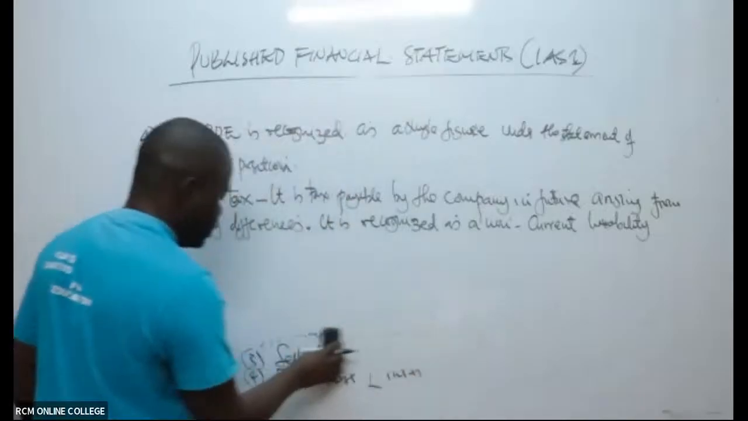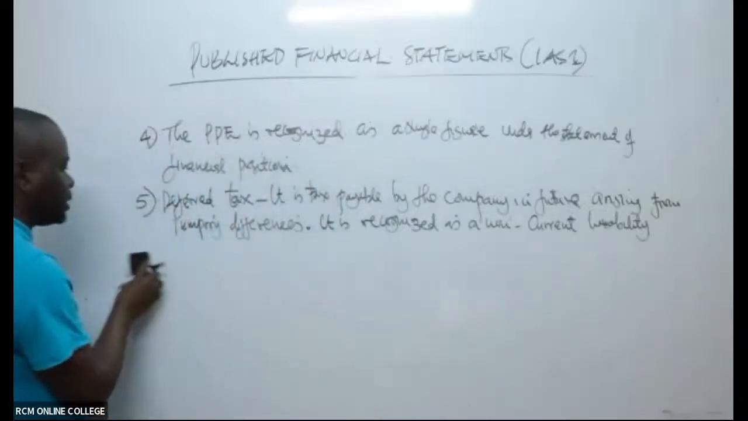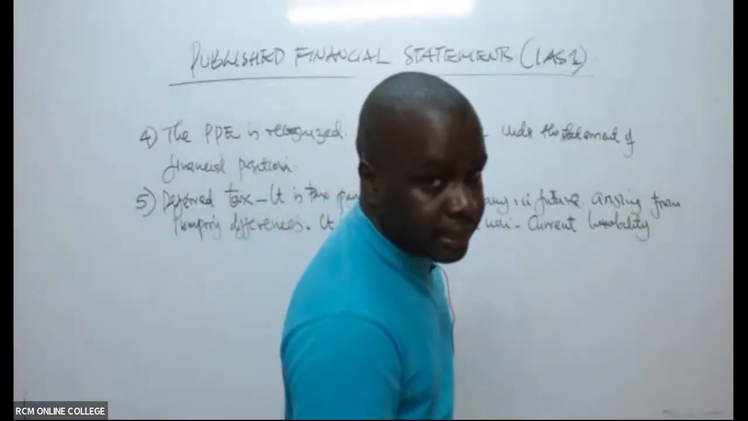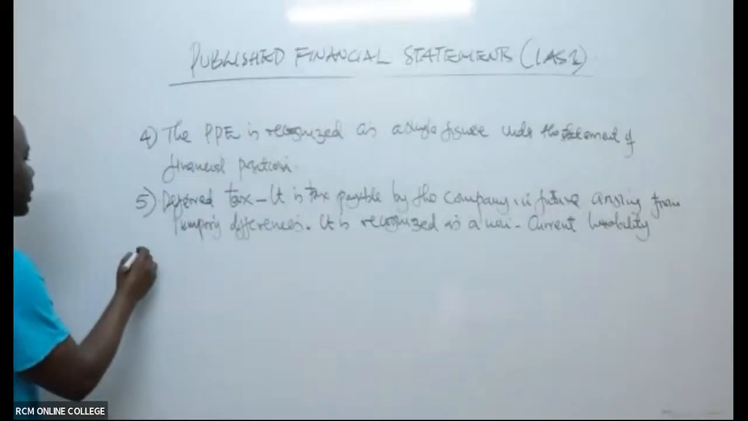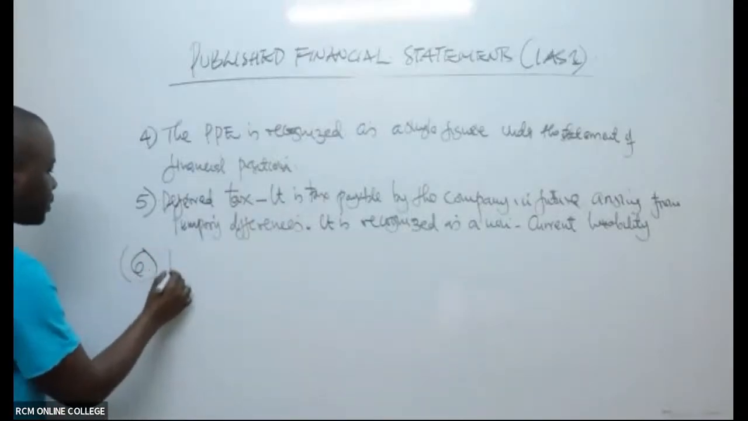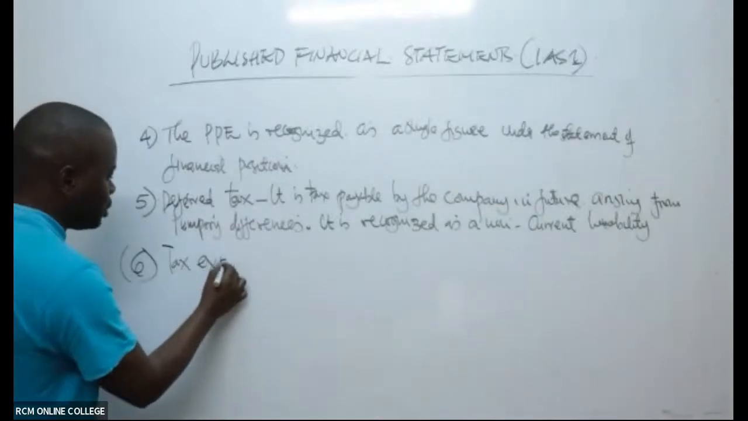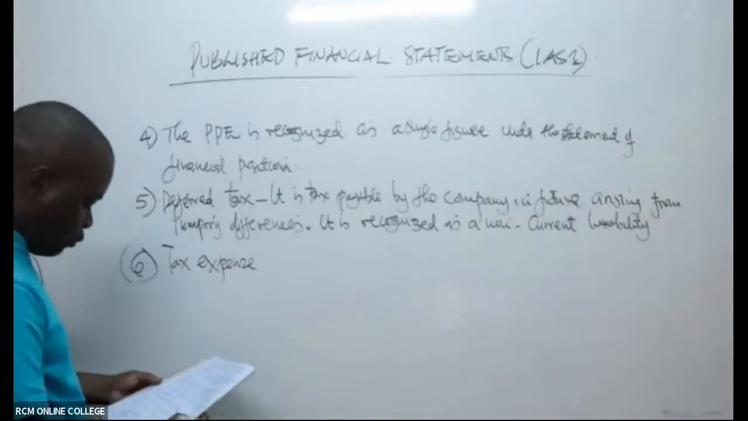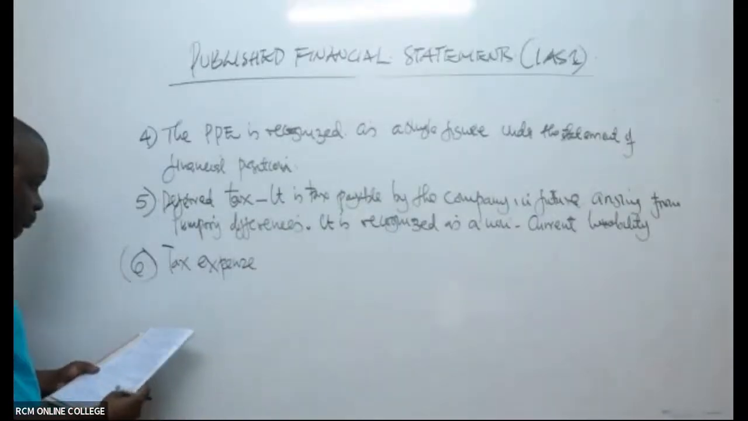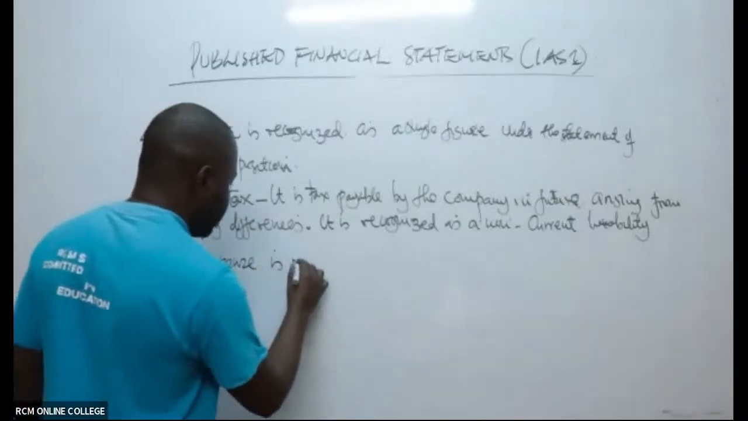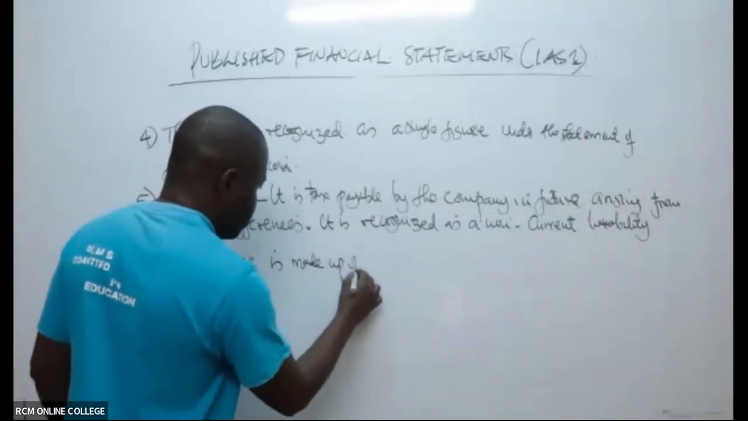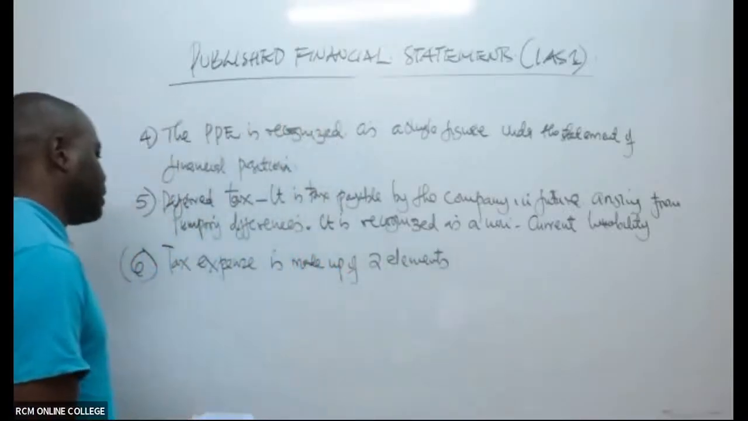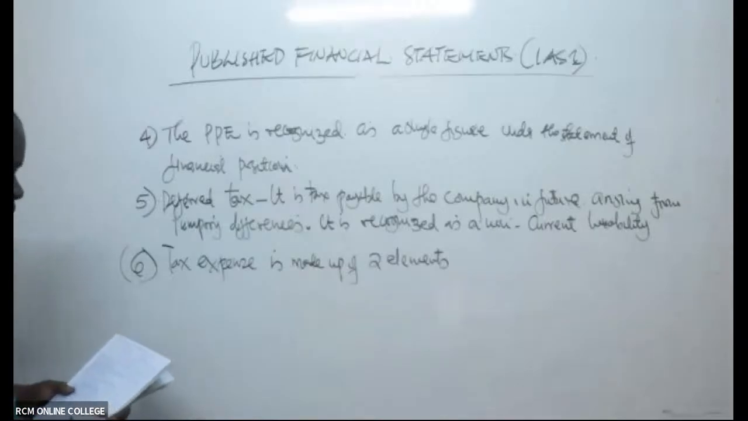So remember, when we're talking about income taxes, we say there are two forms of taxes here. We can have the current tax and we can have the deferred tax. So if you want to get the tax expense to recognize in published financial statements, the tax expense is made up of two elements.